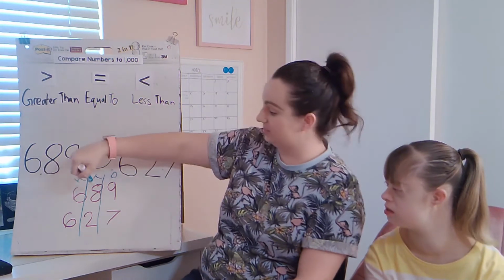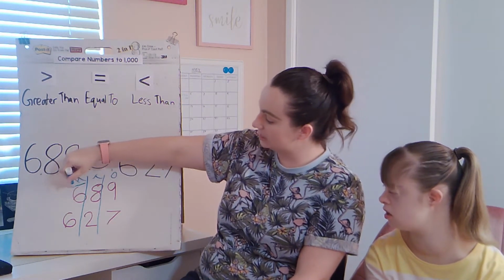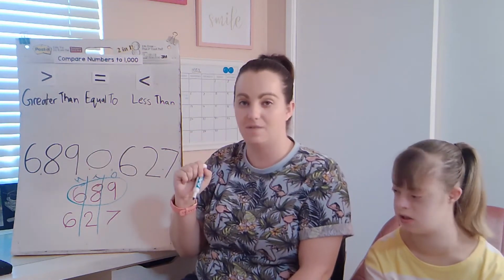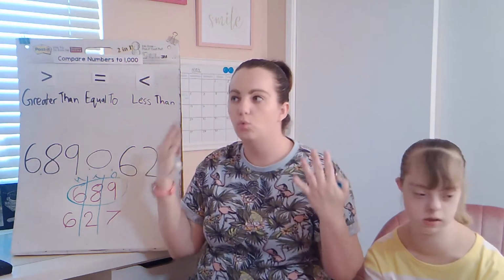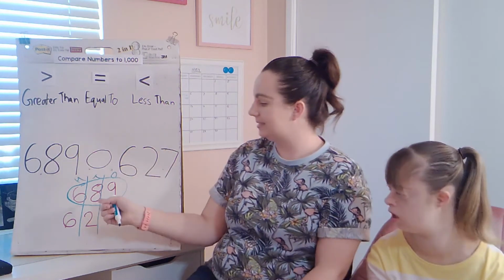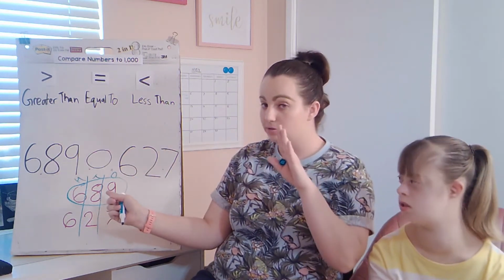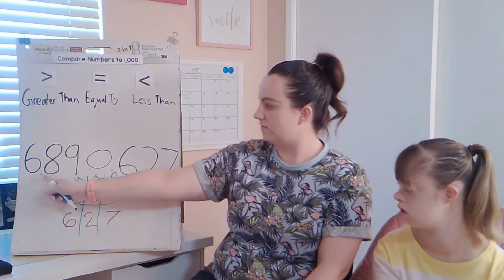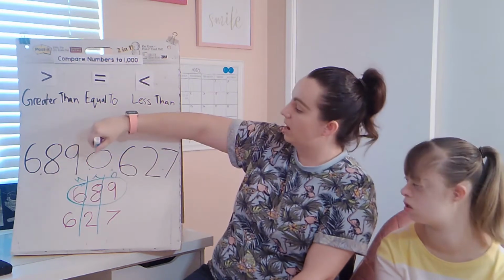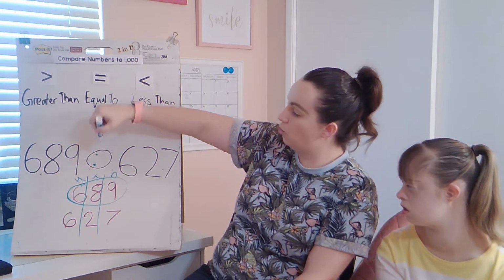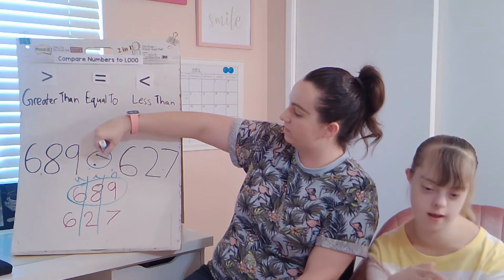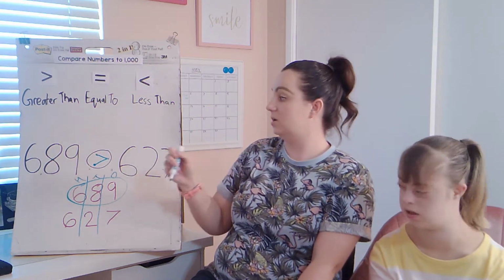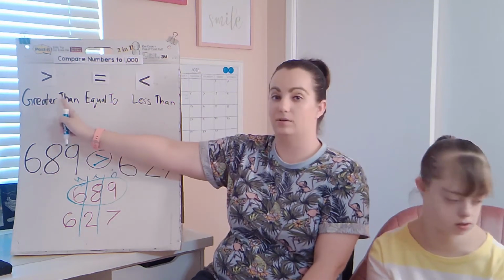So since there's a difference right there, I know 689 is bigger than 627. That's going to help me know which sign to write. Because now I know my alligator mouth has to face 689. So I find that number. I make sure to have my alligator mouth open towards them. And then I finish drawing the rest of the sign. Then I can go back and double check, reading that that's the greater than sign.